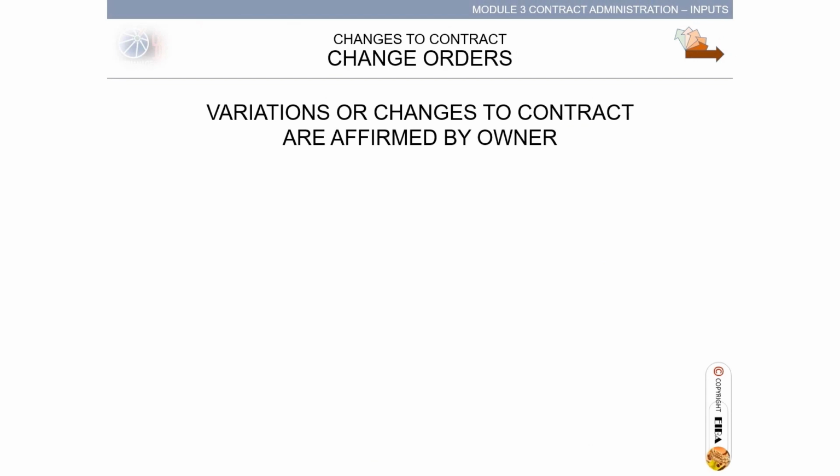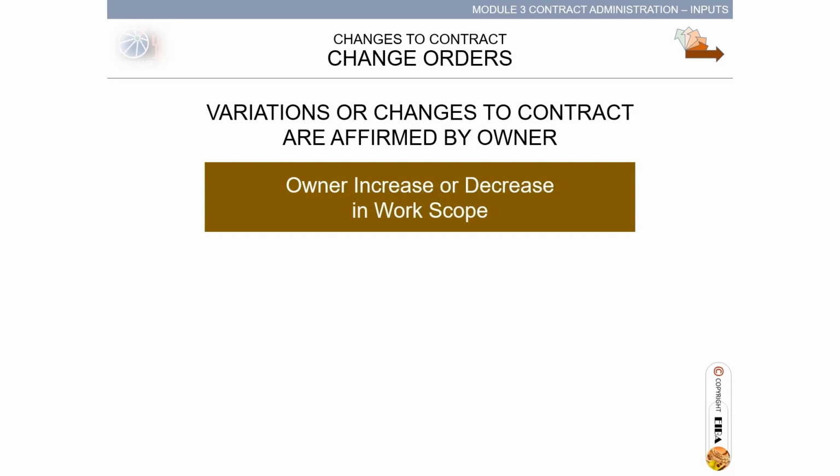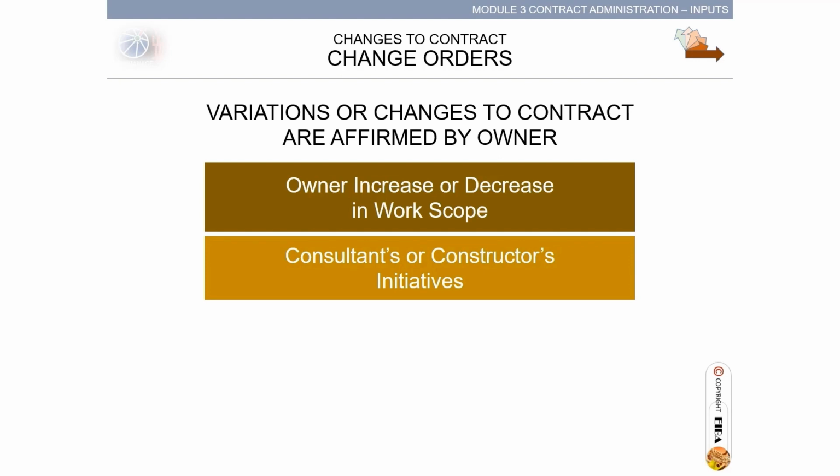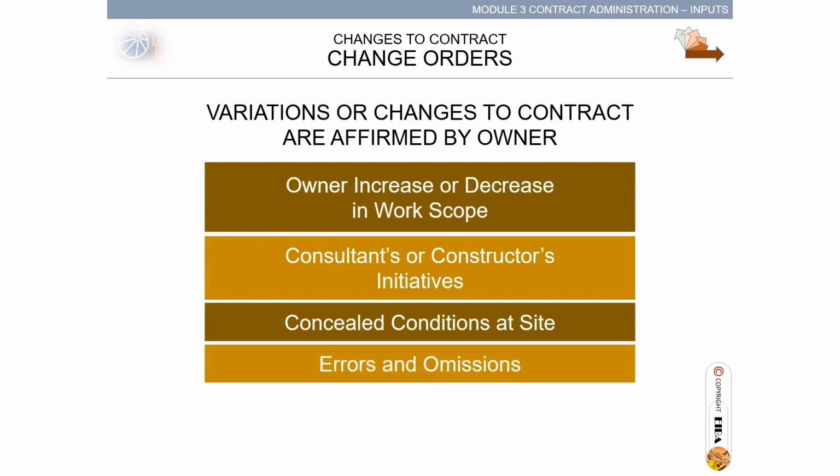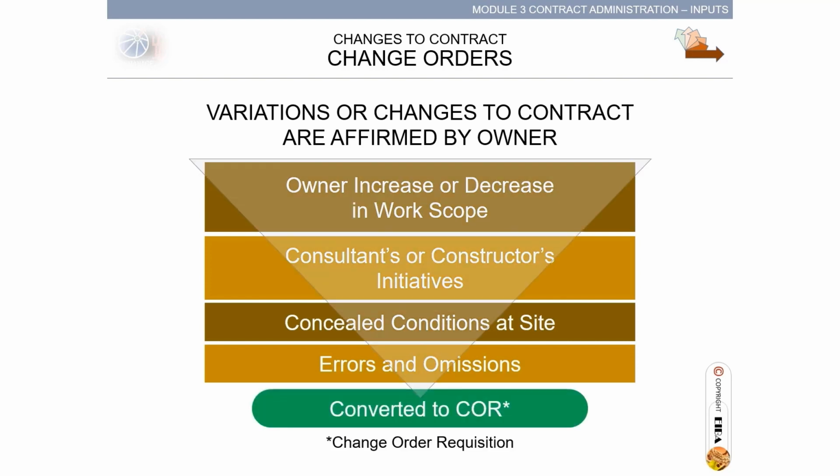Variations or changes to contract are affirmed by owner, which are owner increase or decrease in work scope, actually a prerogative of the owner. Consultants or constructors' initiatives are proposals to the owner. Concealed conditions at site, those that were not discoverable during the site survey at bidding or mentioned in the bid documents. Errors and omissions exist in design bid build procurement method where the owner employed architects and engineers for design engineering. All these are converted to COR, change order requisition.